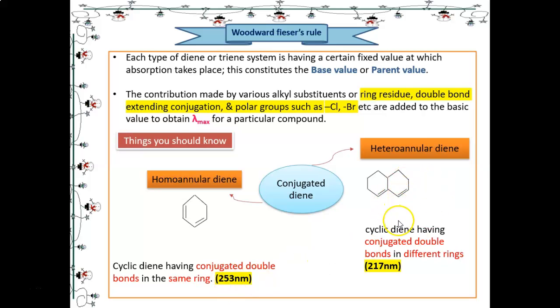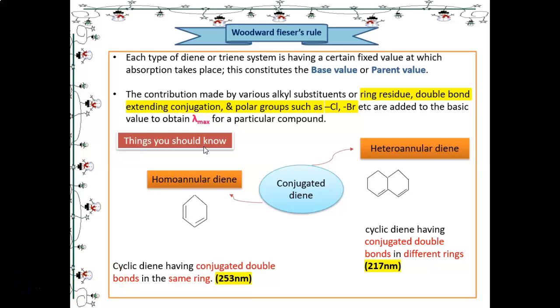Okay. For heteroannular, it is the cyclic diene having conjugated double bond in different rings. So we can see that here we have one double bond separated by the single bond to meet another double bond. So we call it the heteroannular. This one is the parent value containing double bonds in different rings. The parent value here is 217 nanometer. So we have one double bond in this ring and another double bond in the other ring, and it is actually the conjugation of diene present in two different rings. Okay, please bear in mind diene is two double bonds.